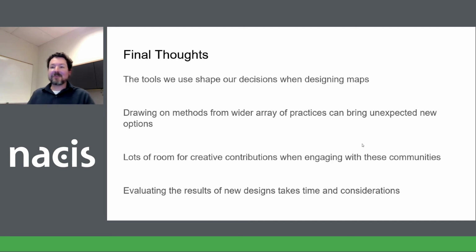So overall, the tools that we use shape the decisions that we make when we're designing maps. As we explore different methods, we kind of get new ideas and recombine them in some unexpected ways. I think there's lots of room to bring in more types of design processes into map making. And when we do that, we just have to be thinking about what does this look like, how does it read, and when to apply those different stylized choices in different settings and different circumstances.